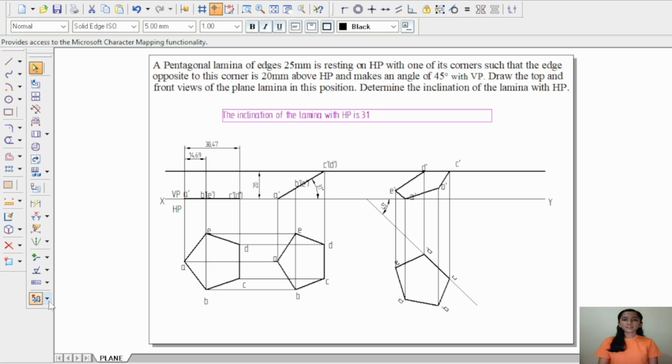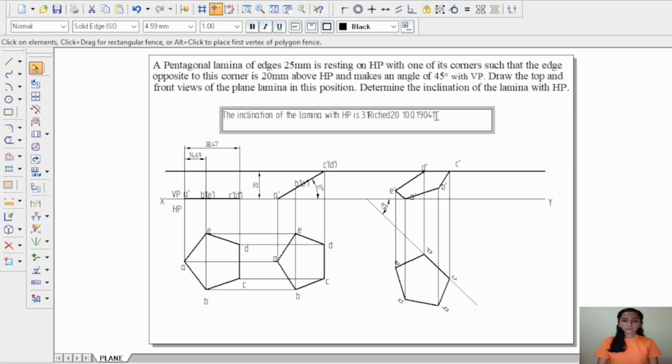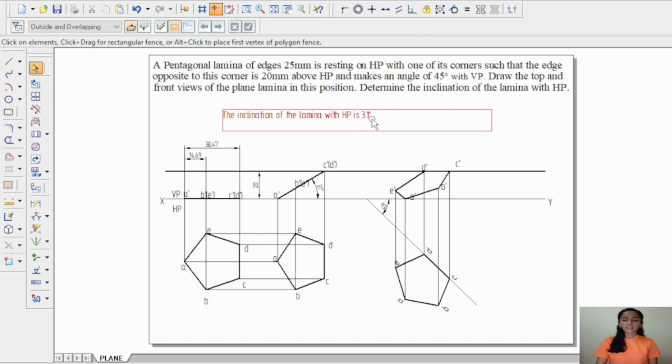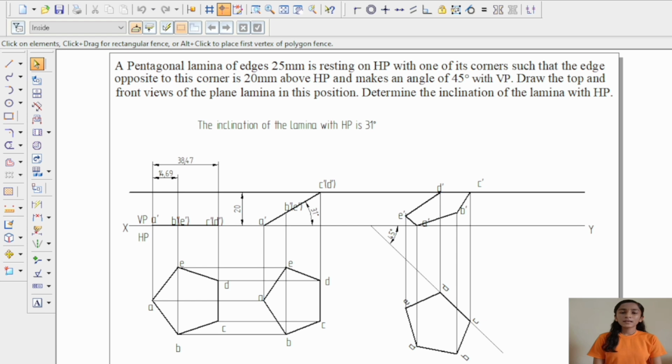The character map provides us many symbols. Now I copied the degree symbol, so to paste it near the 31, go to select option and paste it here. Now I am removing the unwanted characters. So here is our 31 along with the degree symbol. Since we have drawn many projection lines, it is difficult to identify the movement of projection lines. So arrow marks helps us in identification of movement of projection lines.